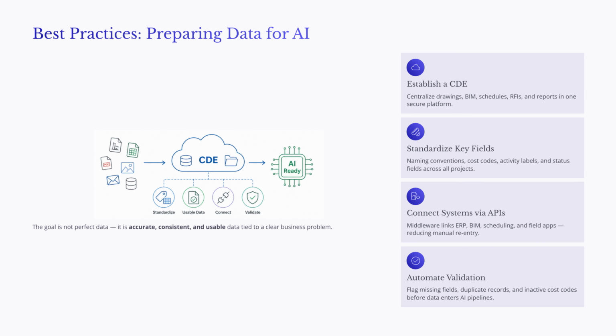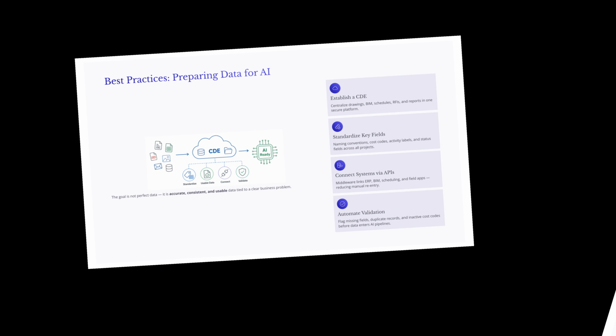The fourth best practice is to automate data validation. Automated rules can flag missing fields, duplicate records, inactive cost codes, or unusual values before data enters an AI pipeline. This improves reliability and helps project teams identify data problems earlier. Overall, AI readiness is not only an IT issue. Project managers, estimators, schedulers, superintendents, safety managers, cost engineers, BIM coordinators, and executives all influence the quality of construction data.